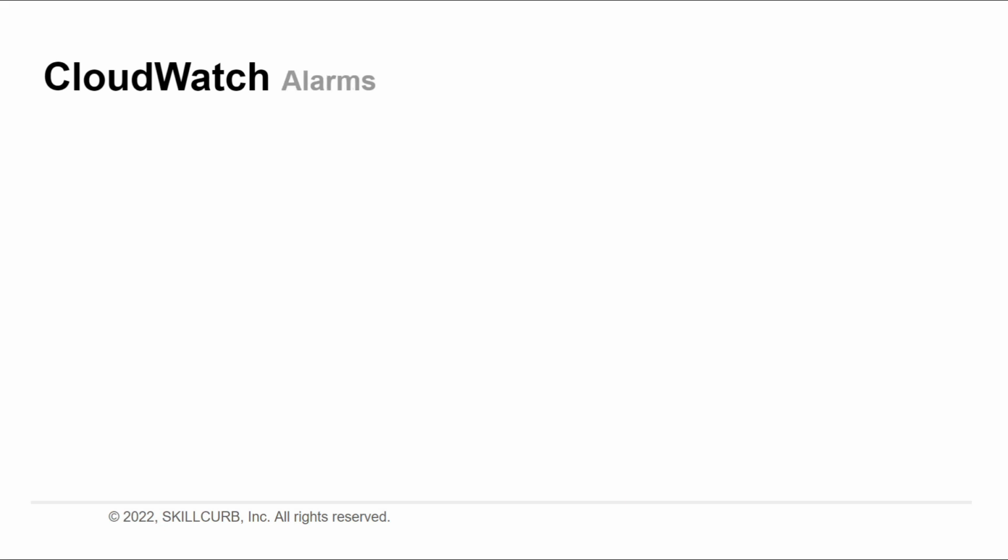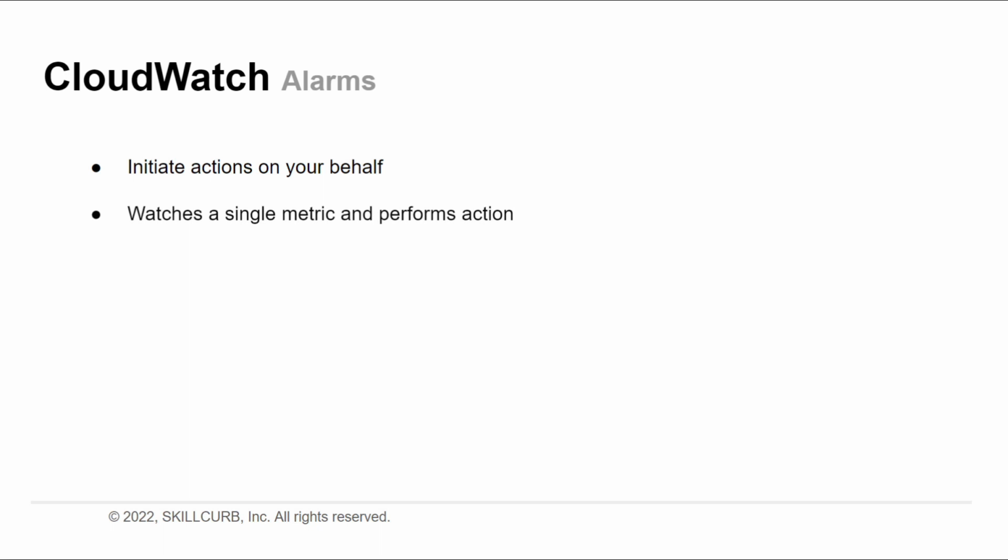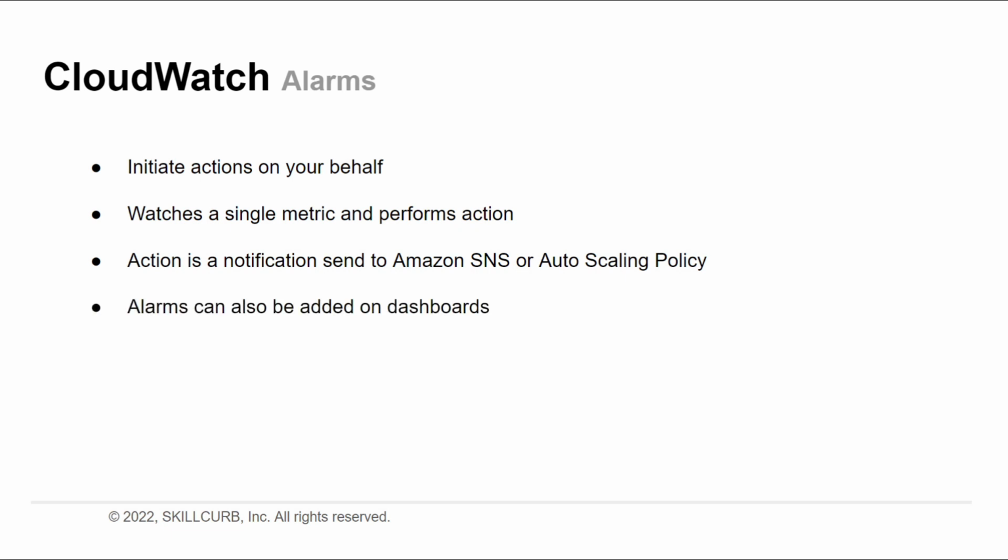You can use an alarm to automatically initiate actions on your behalf. An alarm watches a single metric over a specified time period and performs one or more specified actions based on the value of the metric relative to a threshold over time. The action is a notification sent to an Amazon SNS topic or an auto-scaling policy. You can also add alarms to dashboards.